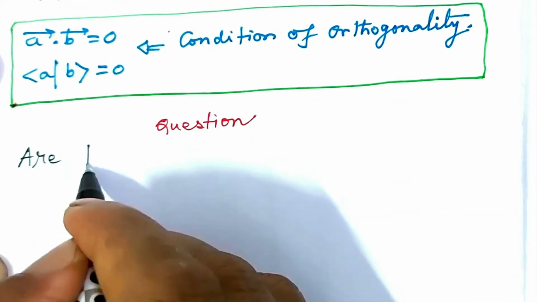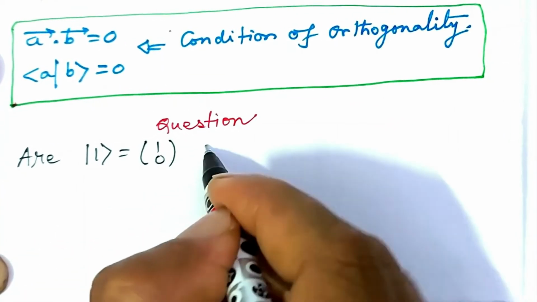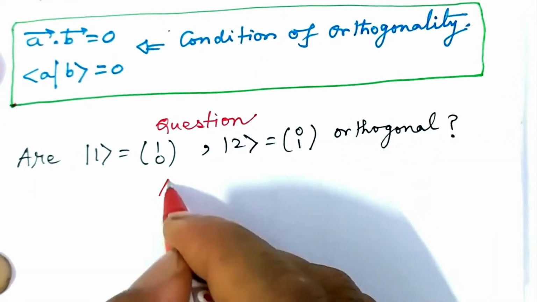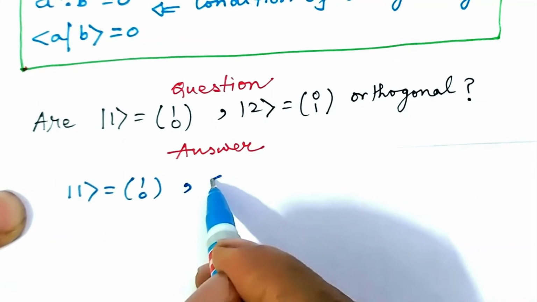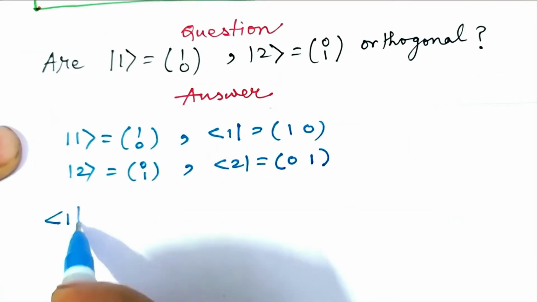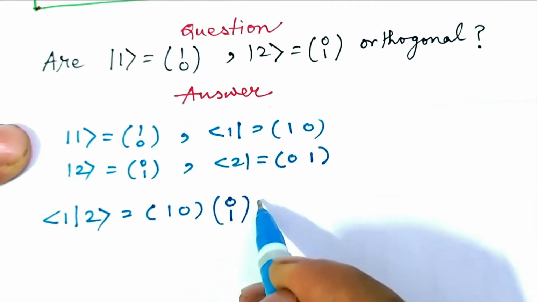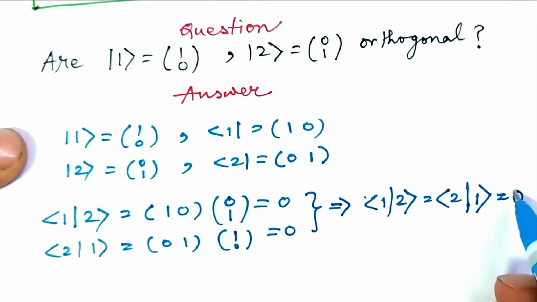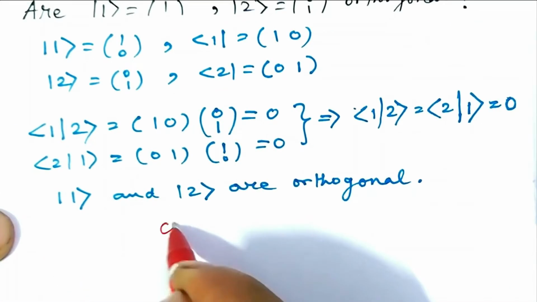Let us now address a question. Are ket 1 given by column 1 0 and ket 2 equal to column 0 1 orthogonal? The answer: we find bra 1 and bra 2 from ket 1 and ket 2. So bra 1 ket 2 is 0 and bra 2 ket 1 is 0. So ket 1 and ket 2 are orthogonal.